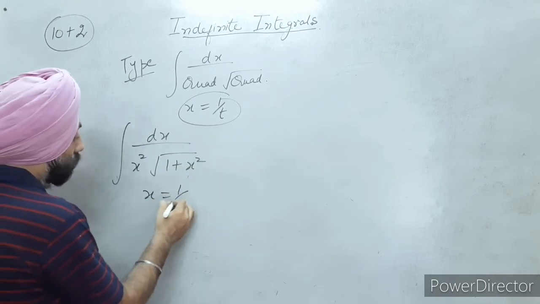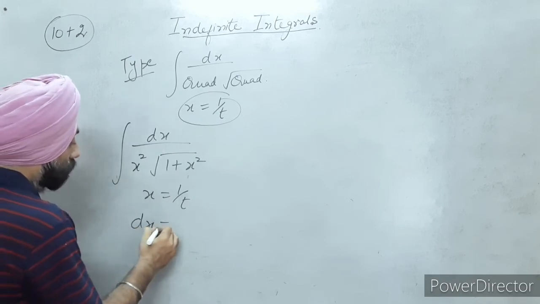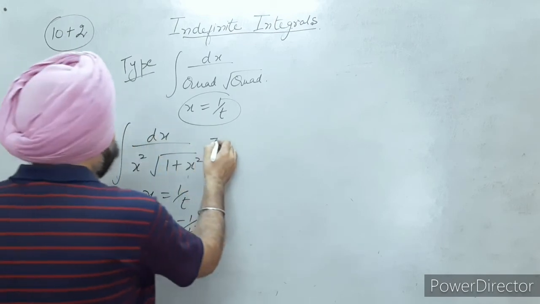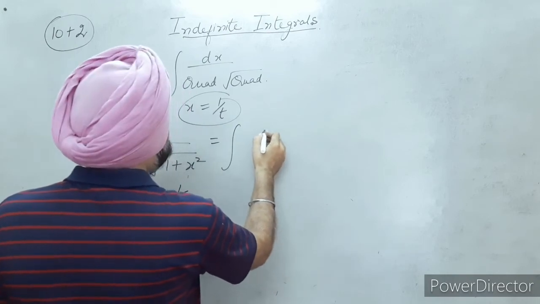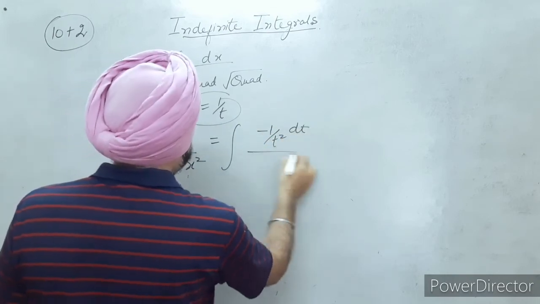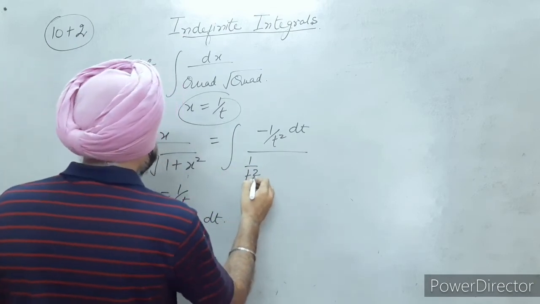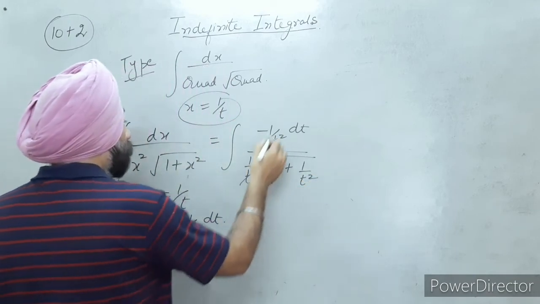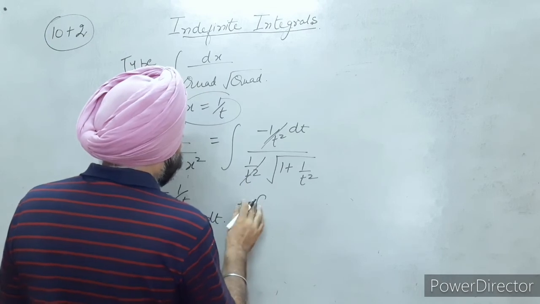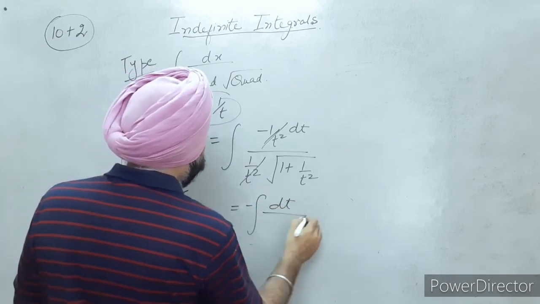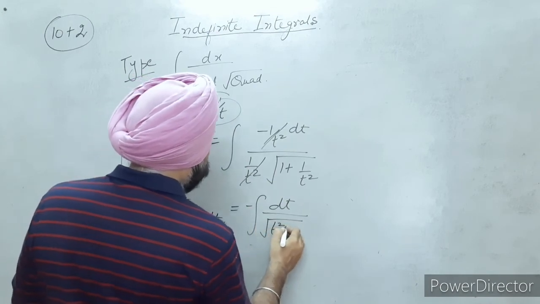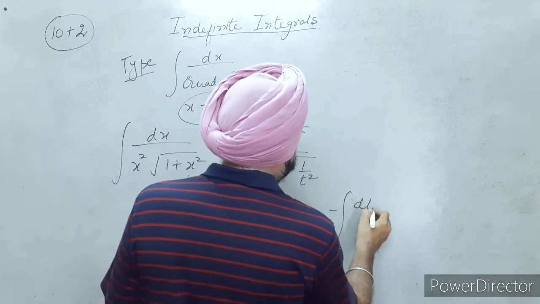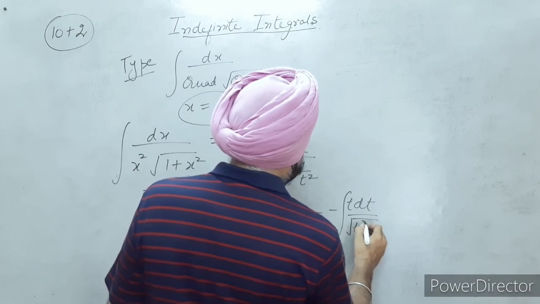Now put x equals to 1 by t. So dx equals to minus 1 over t square dt. Right? Now if I substitute the values, I get minus 1 over t square dt upon x square, 1 over t square, under root 1 plus 1 over t square. This and this goes, that is negative dt upon, it is t square plus 1 upon t. That comes out to be negative dt t upon t square plus 1.